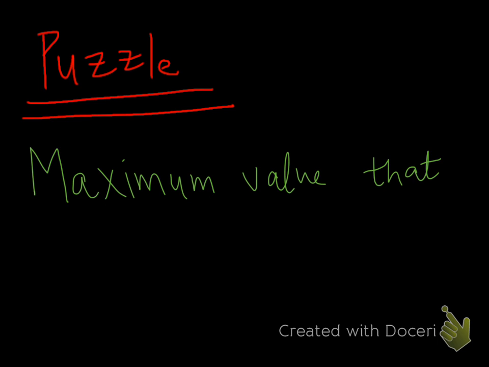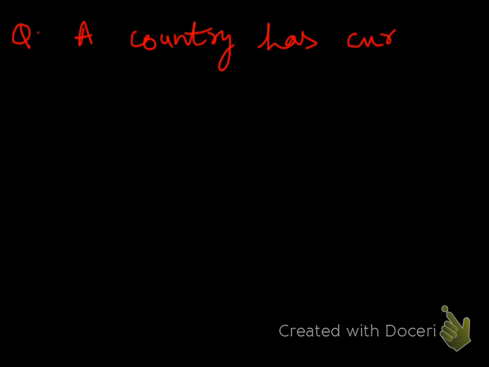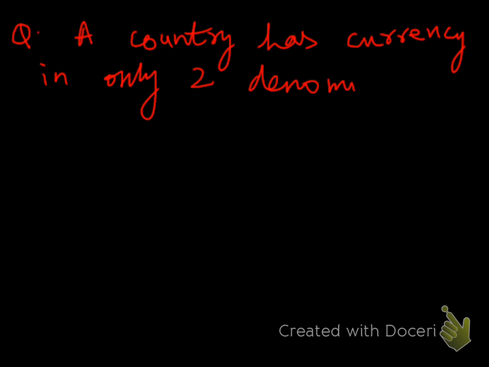This puzzle is like a famous puzzle, and it is the maximum value which cannot be paid. Let's see what it really means. What do we mean by the maximum value which cannot be paid? Okay, the puzzle goes like this. For example, let's say you're in a country, and in that particular country, it has currency only in two kinds of denominations. That means there are only two types of currency notes or currency coins, whatever you want to term them. Only two denominations, and those denominations are 6 and 7.